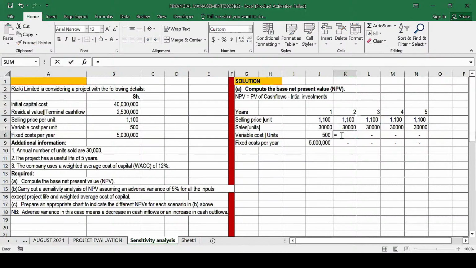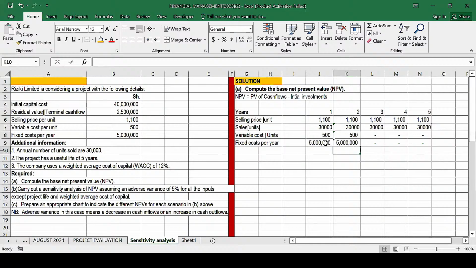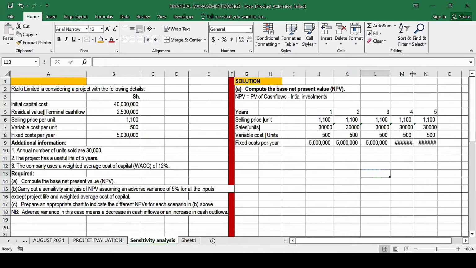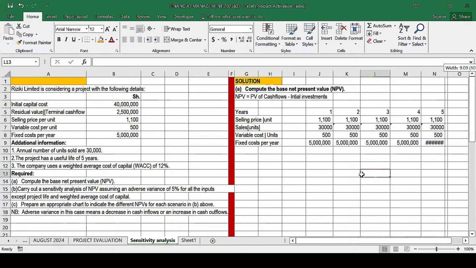Okay, so the same case here. This one will be equal to this. Yes, like that. Yes, so basically those are the values we need to have for us to be able to compute our cash flows. So having this now, we need to move and compute what? We need to compute the annual cash flows. How do we compute the annual cash flows in this case?